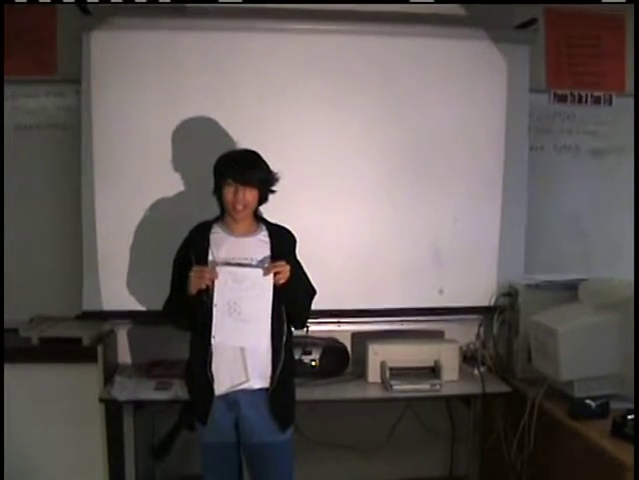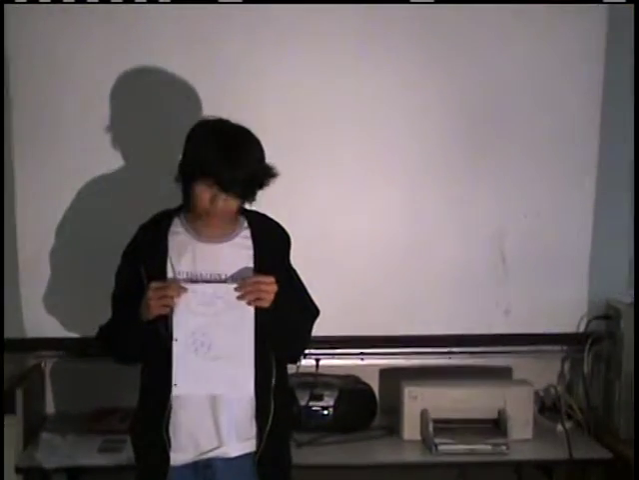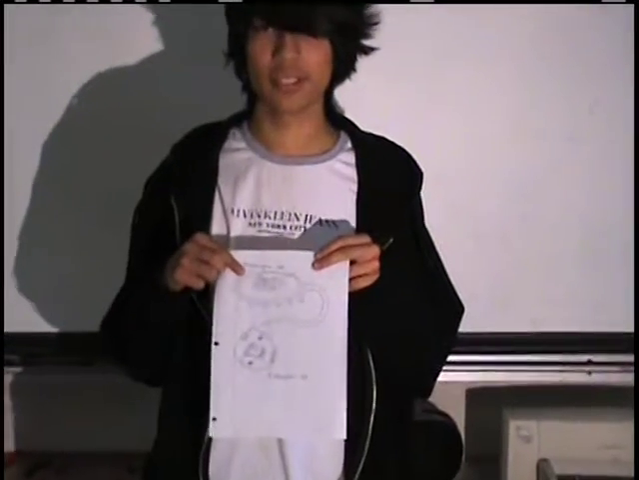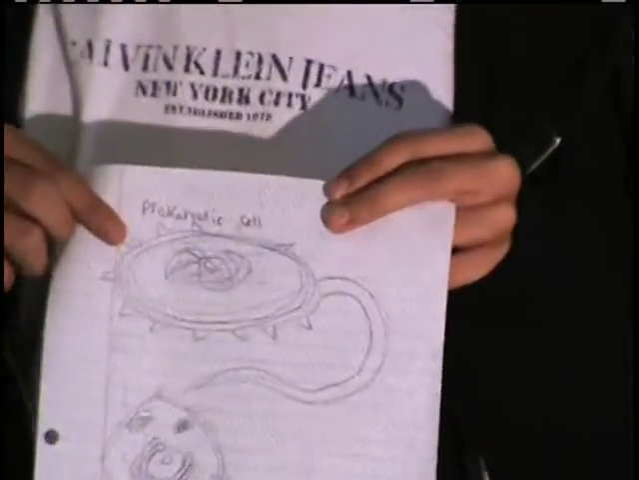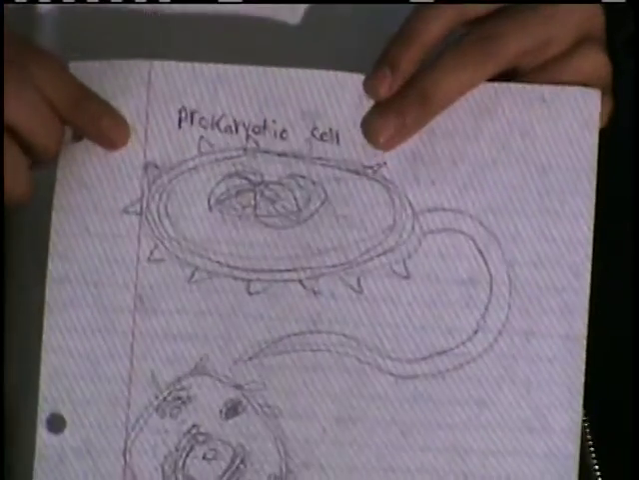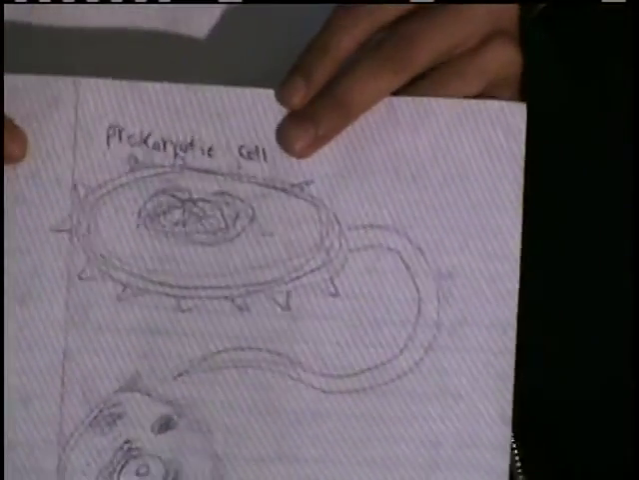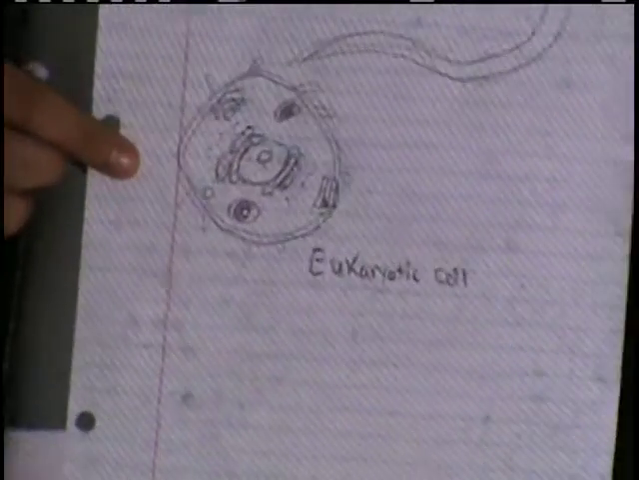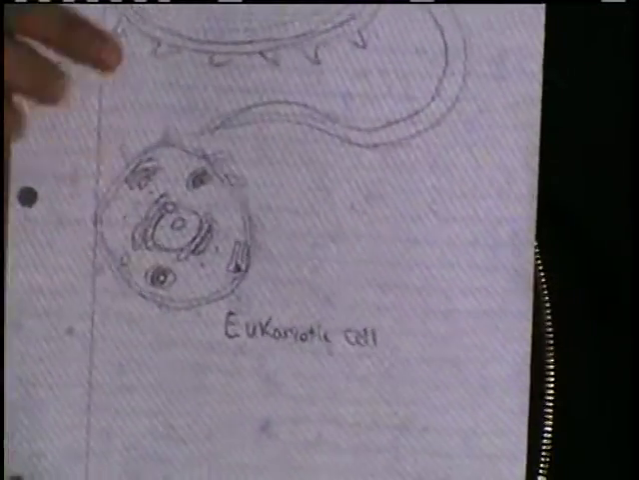Alright, there are 2 kinds of cells, prokaryotic and eukaryotic. Prokaryotic cells just basically have nothing inside. They don't even have a nucleus. And they're mostly like bacteria. And then there's eukaryotic cells, which have a nucleus and organelles inside them, so they actually have something to do inside. And there's an animal cell and a plant cell, and those are 2 types of eukaryotic cells. And that's pretty much it.